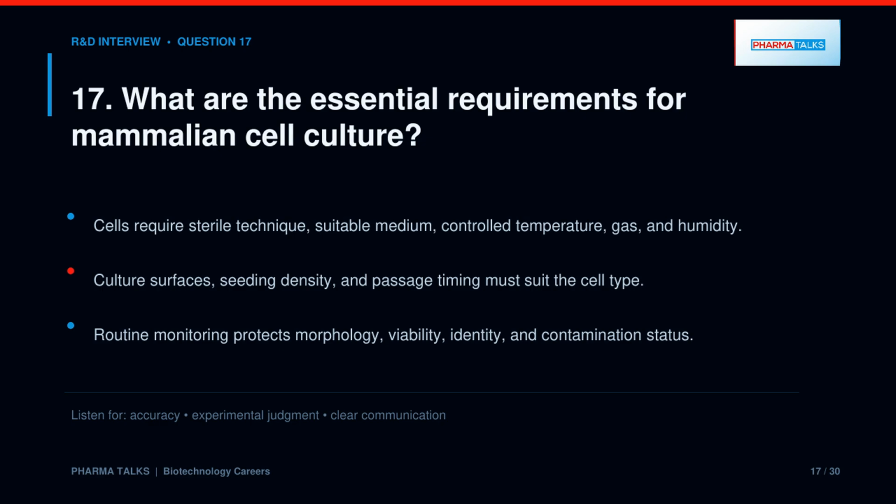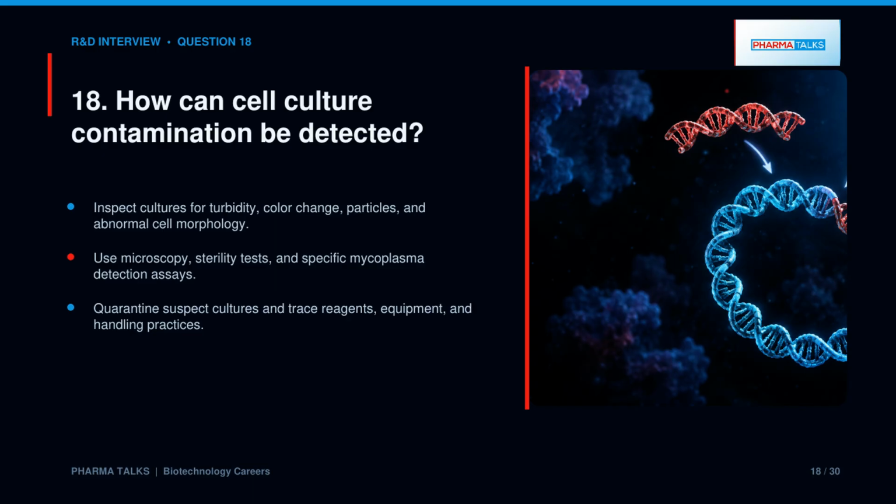Question 17. What are the essential requirements for mammalian cell culture? Mammalian cells require an appropriate nutrient medium, controlled temperature, gas conditions, humidity, and strict aseptic technique. Culture vessels or coatings must support attachment when needed. Seeding density and passage timing should be standardized because overconfluence or excessive passage can change cell behavior. Routine observation helps protect viability, morphology, and reproducibility.